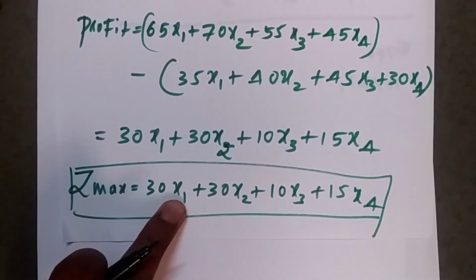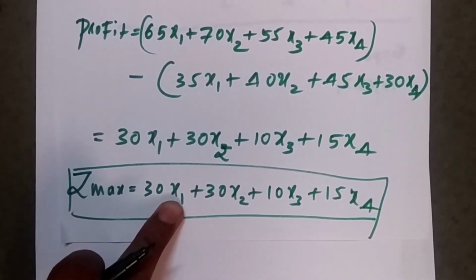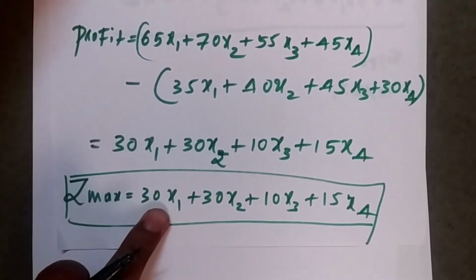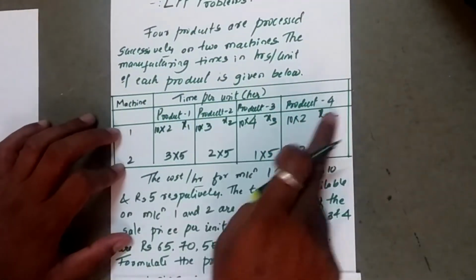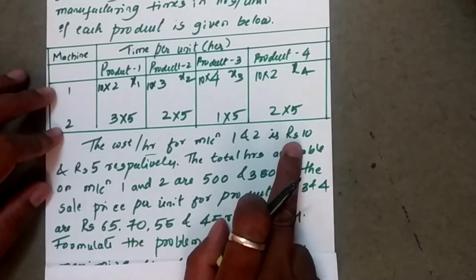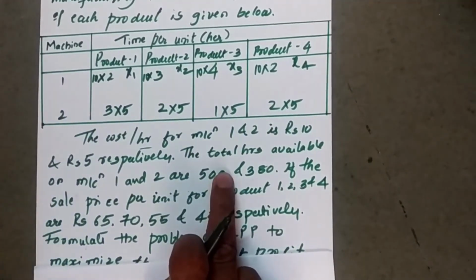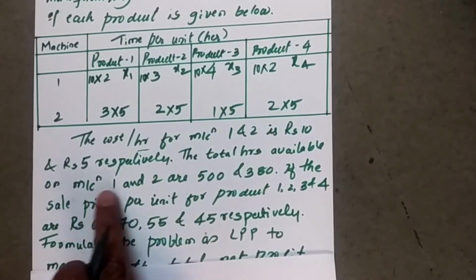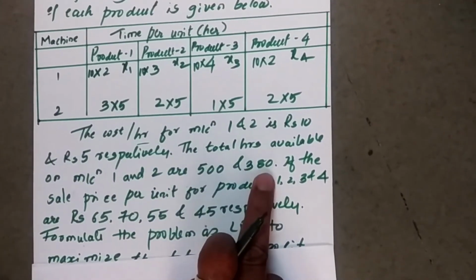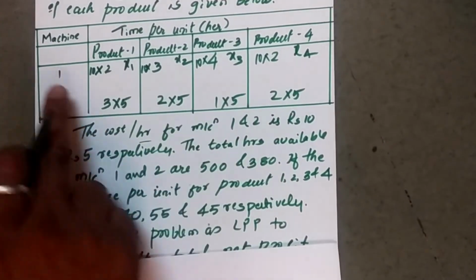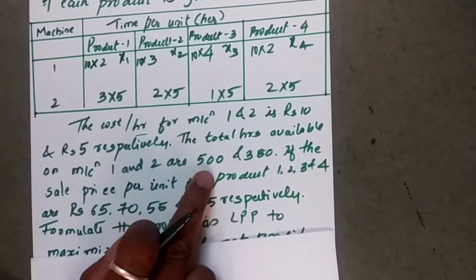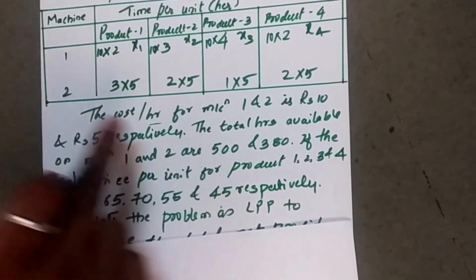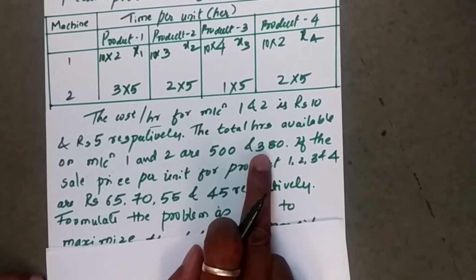Now the later part is we should write the constraints. So after making an objective function, let us move to the constraints. Again we read the problem and write the constraints. One constraint is: the total hours available on machine 1 and 2 is 500 and 380 as given. Machine 1 is available not more than 500 hours. Within that 500 I have to use it. Similarly for machine 2 they have given 380 hours.